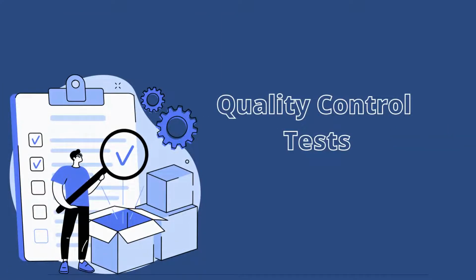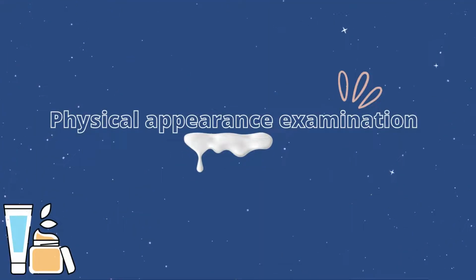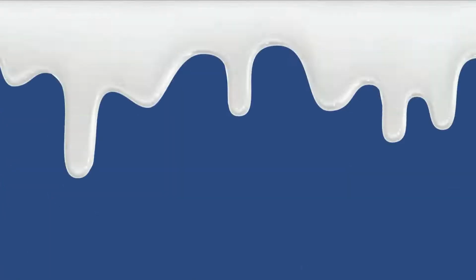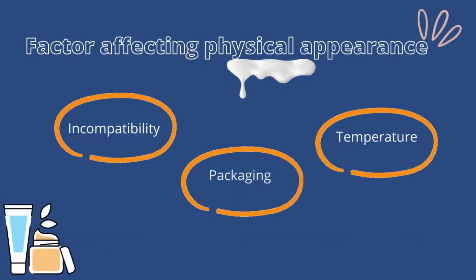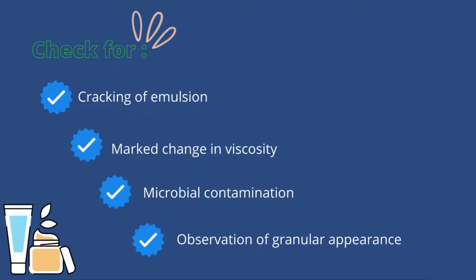Quality control tests. First, physical appearance examination. Factors affecting physical appearance: incompatibility, baking, temperature. Check for cracking of emulsion, marked change in viscosity, microbial contamination, and observation of granular appearance.